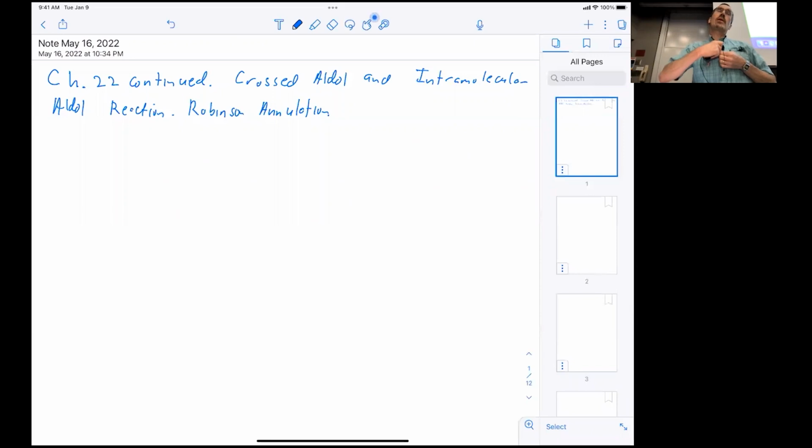I want to continue our discussion of various carbonyl reactions and specifically pick up where we left off talking about the aldol reaction, the aldol condensation reaction. And I want to talk about aldol reactions where we have two different components, what's called a crossed aldol reaction. Your textbook brings up, and I think it's reasonable, intramolecular aldol. Although intramolecular aldol is no different than intermolecular aldol, I think beginning students often find it confusing. And so I want to talk about intramolecular aldol reactions. And then we're going to talk about Robinson annulation, which is going to put some of this together.